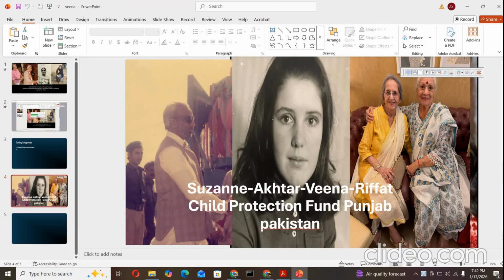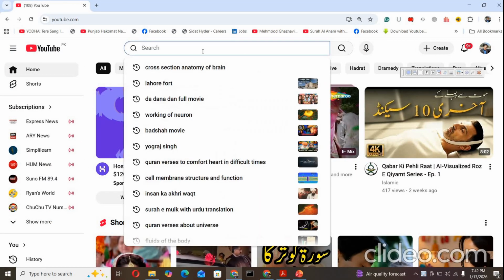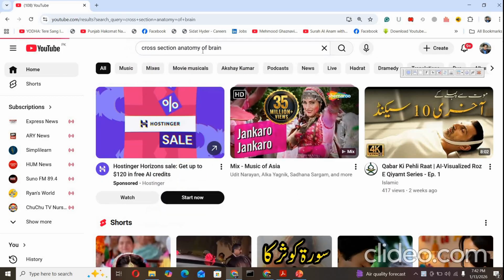We are following the Suzanne Akhtar Veena Rifat Child Protection Program in the Punjab area of Pakistan, and we are overlooking the basic neuroanatomy, the basic facts in neuroanatomy. So let's discuss. In this course, we will discuss the cross-section anatomy of the brain. So let's start.